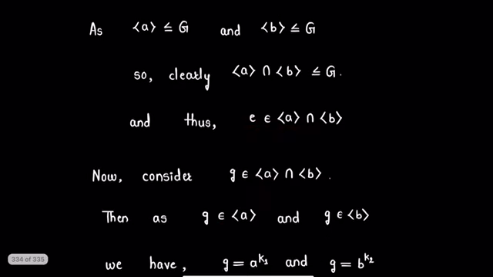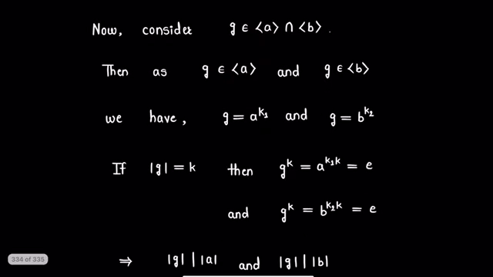Now consider an element g which is a member of this intersection of the cyclic group generated by a with the cyclic group generated by b. As g is in the intersection, g belongs to both of these cyclic subgroups. As g is a member of the cyclic subgroup generated by a, g equals a to the power k1 for some integer k1. Similarly, g equals b to the power k2 for some integer k2. Now we will consider that the order of g is, say, k.